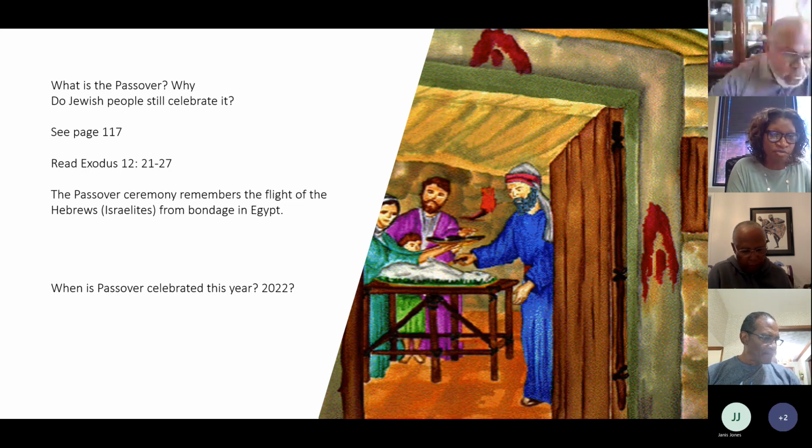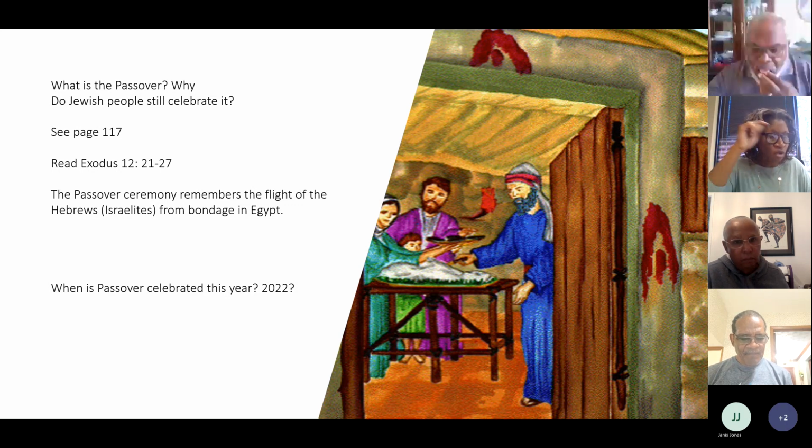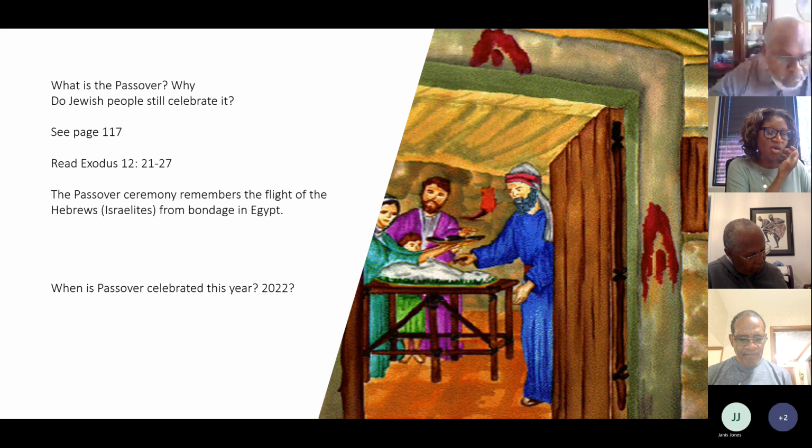We're going to go to Exodus 12:21 through 27. I'm going to read this in the essence of time. "Then Moses summoned all of the elders of Israel and said to them, 'Go at once and select the animals for your families and slaughter the Passover lamb. Take a bunch of hyssop, dip it into the blood in the basin, and put some of the blood on the top and on both sides of the door frame.'" Okay, so they were marking their doors. "None of you shall go out of the door of your house until morning, when the Lord goes through the land to strike down the Egyptians."